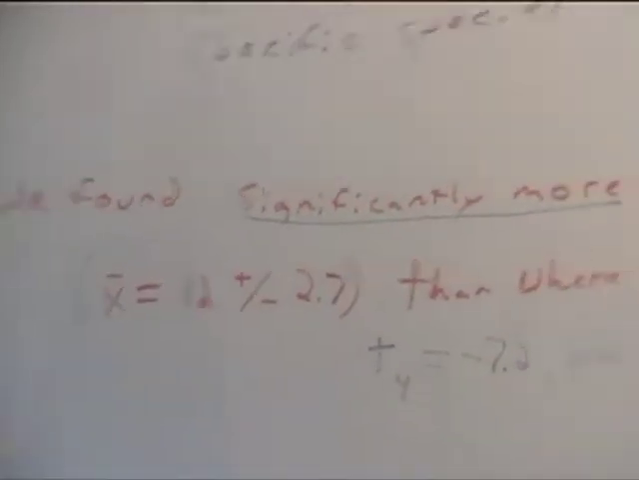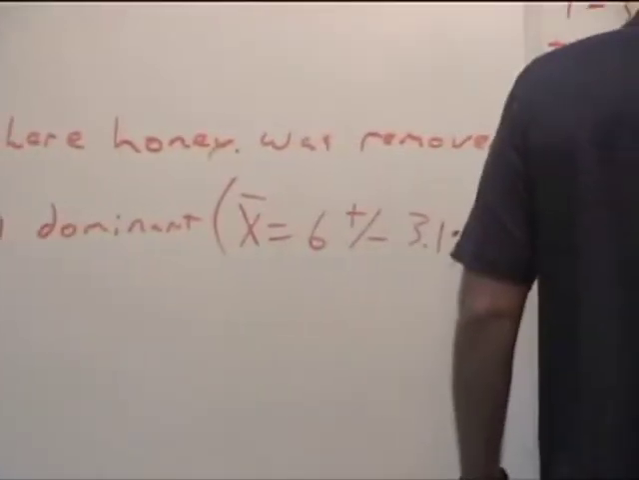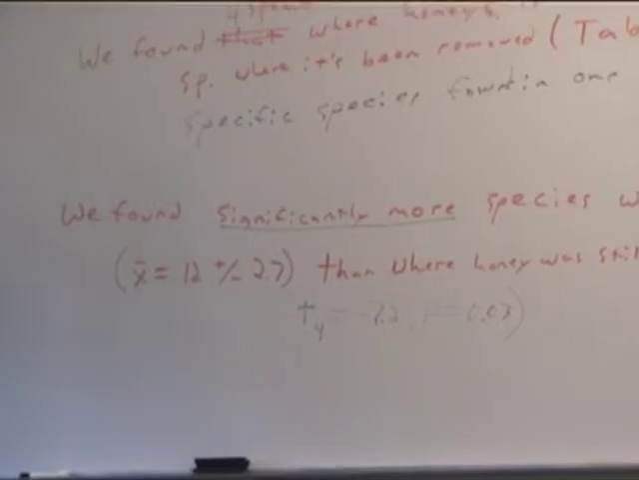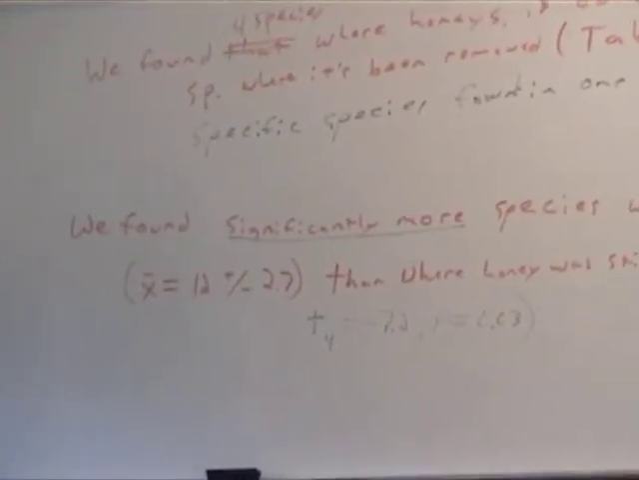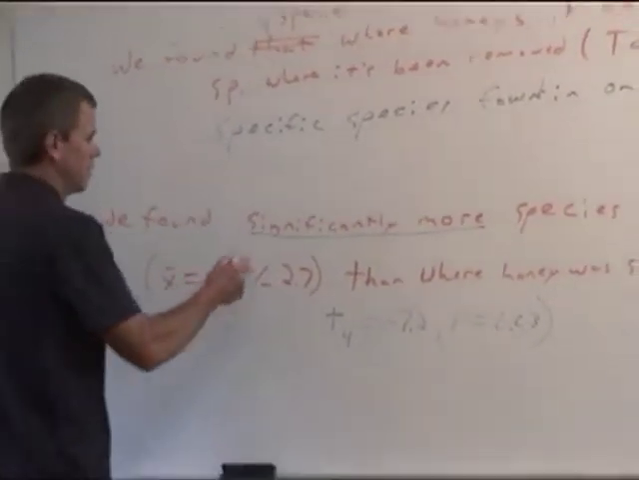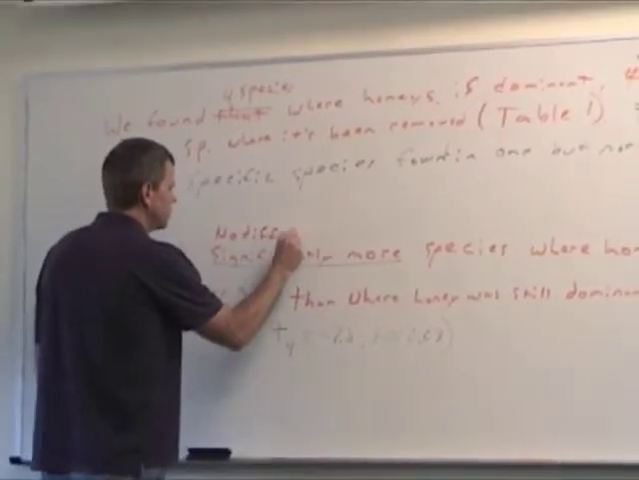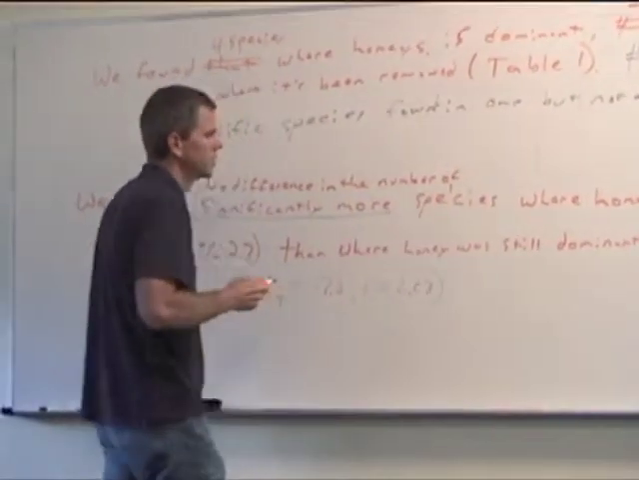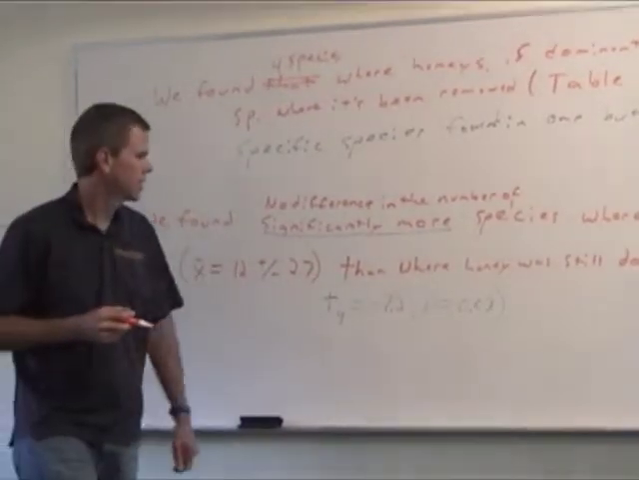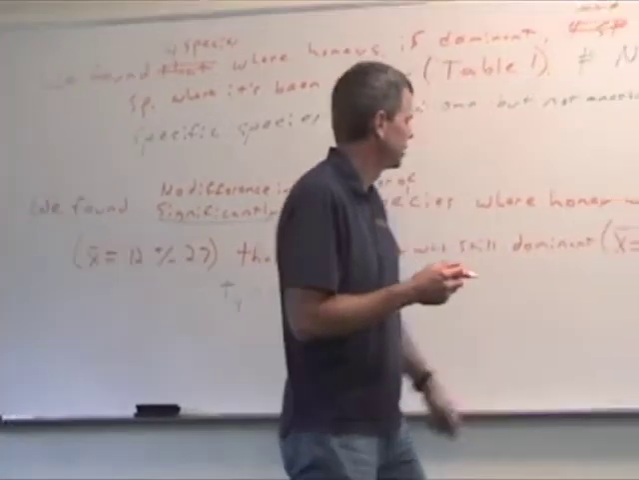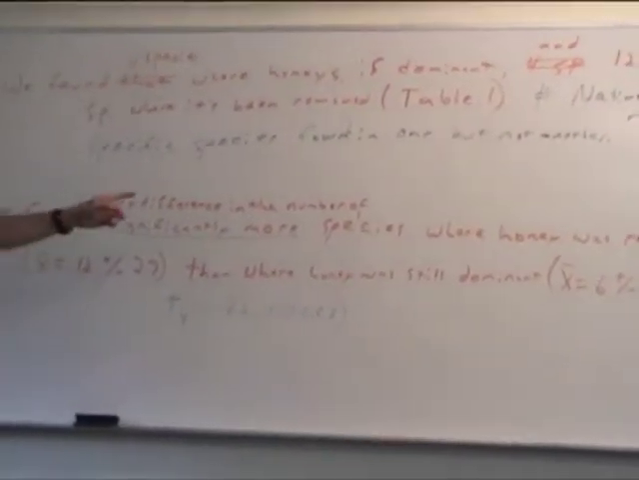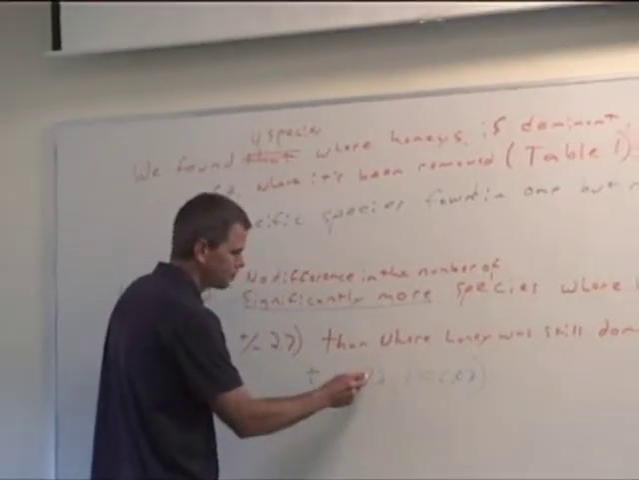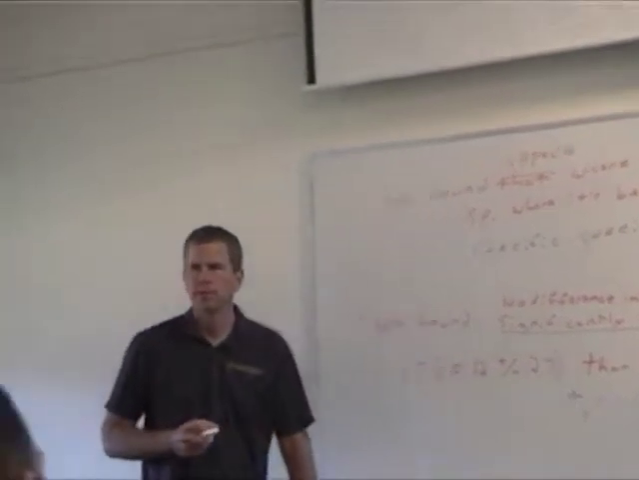Right? What if our p-value was 0.08? What would my statement be? Same thing? No, it was essentially the same. Okay, yeah. Or we found no difference in the number of species where honeysuckle was removed. Still, it's mean plus or minus standard deviation, whatever. And then where honeysuckle was dominant. I don't know if you'd say then, I guess it would be and or something. Anyway, your p-value here is 0.08, and that lets you know.